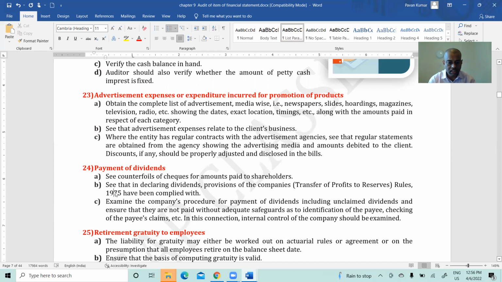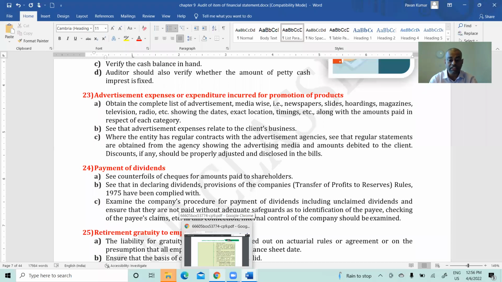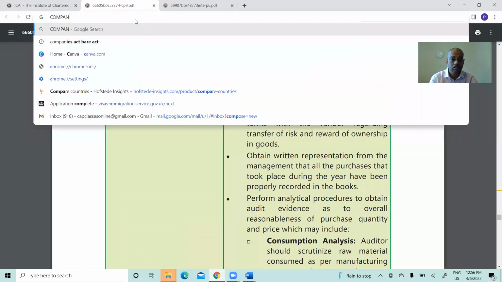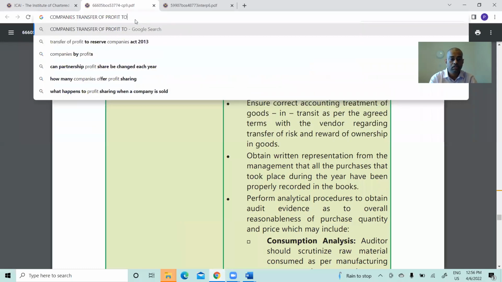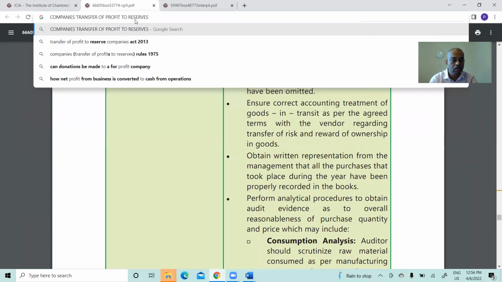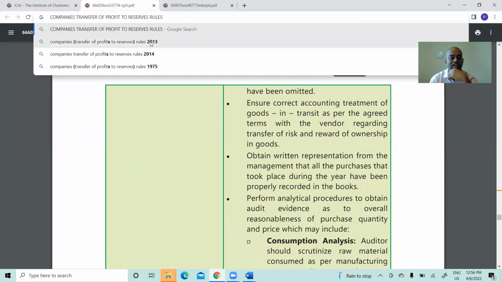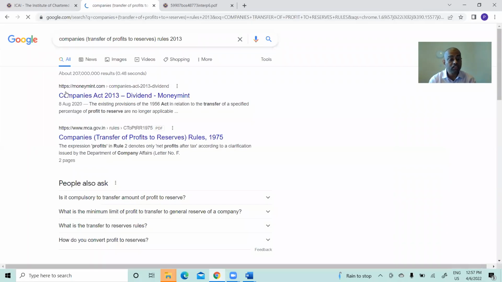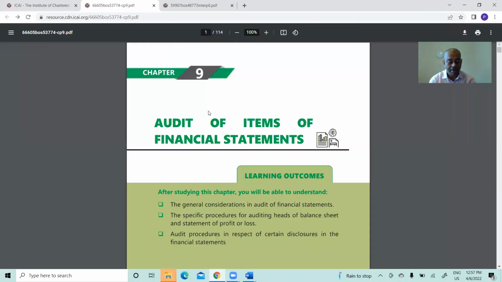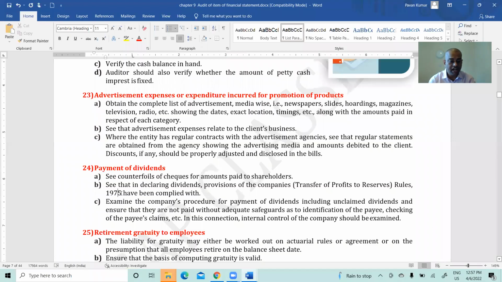What I'm thinking is, this Company's Transfer of Profit to Reserve Rules 1975, there are new rules here. I think we need to read the new rules, transfer of profits to reserves rules. Oh, still it is 1975 only. Transfer of profits to reserves, Companies Act 2013, reserves rules, 2014 rules are also there, it seems. Okay, so here it should not be 1975, it should be 2013. That's all.